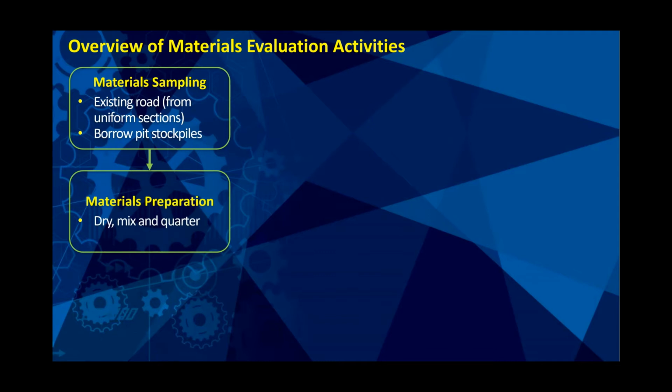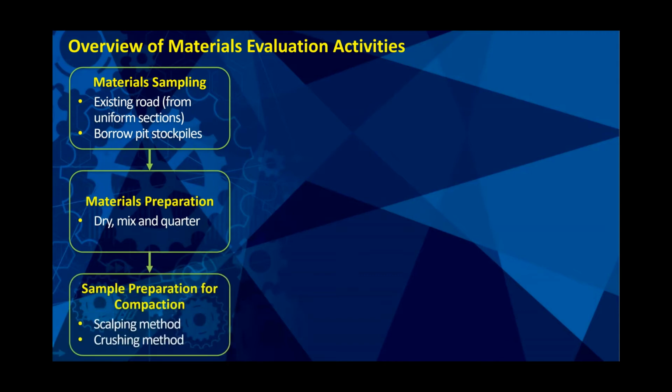The next section will deal with the preparation of the materials in the laboratory to dry, mix and quarter the materials to ensure that we have identical samples for testing. The next section deals with the preparation of the samples for compaction using either of the two methods that are described in the DCP Pavement Design Manual, the scalping method or the crushing method.